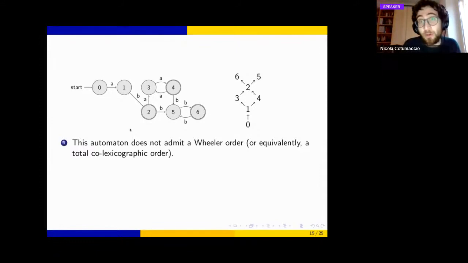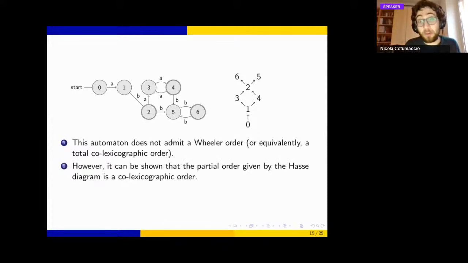It can be easily shown, using some well-known properties of Wheeler graphs, that this graph cannot be given a Wheeler ordering. Basically, the reason is that there is this cycle. But we can, for example, define a partial order which satisfies the properties that I've just presented. Such a partial order may be the one given by the Hasse diagram on the right. This can be easily checked.